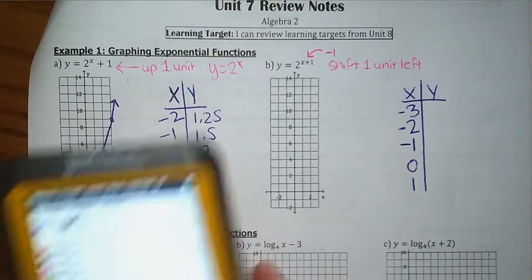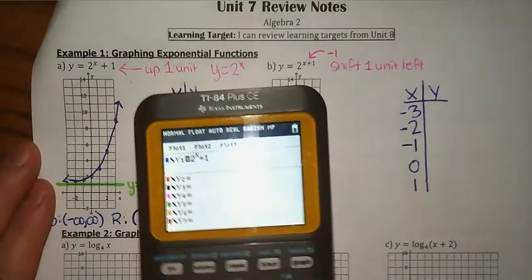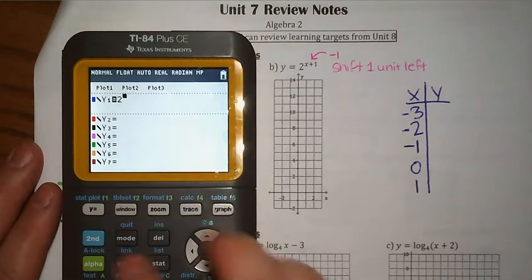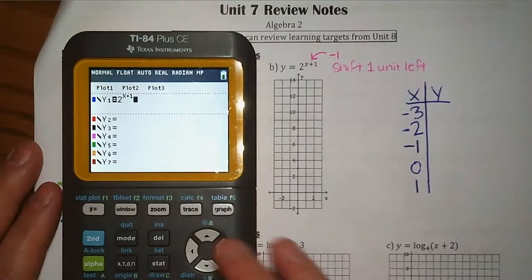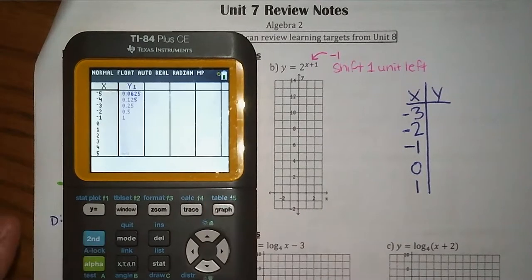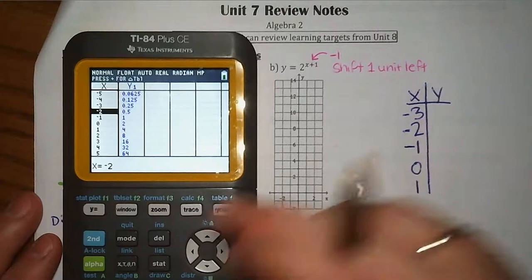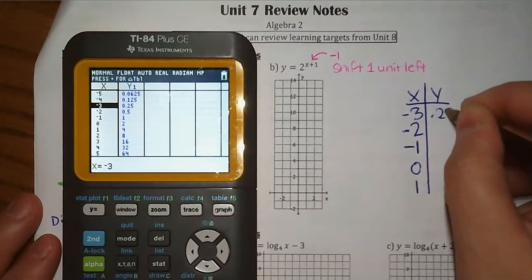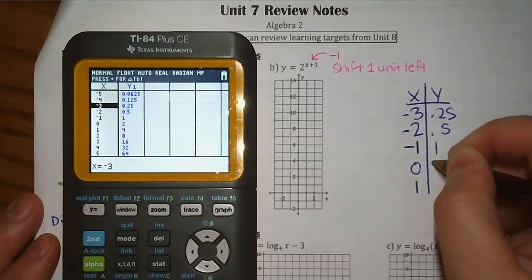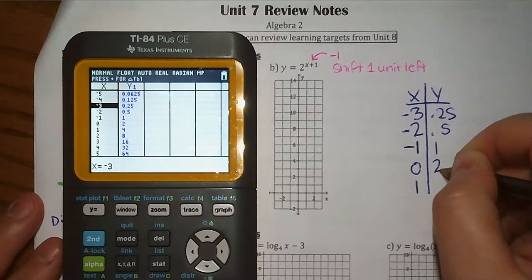If you do have a graphing calculator, I have mine laying here, what I'm going to do is just type that equation in. So 2 to the x plus 1. And if you can't see the exponent, you want to put parentheses around it to make sure that the x plus 1, that whole expression, is in the exponent. And then once you got it typed in, second graph to get your table. And at -3, I got 0.25. At -2, I've got 0.5. At -1, I've got 1. At 0, I've got 2. And at 1, I have 4.